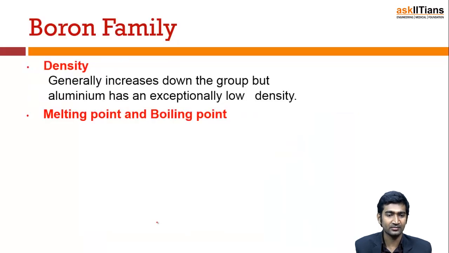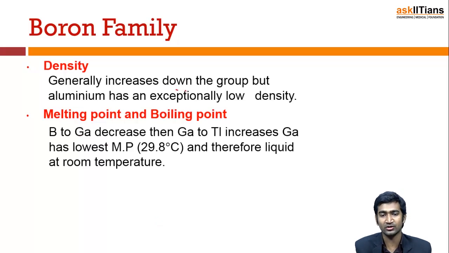Talking about the density, it always increases down the group. You know that your mass always increases down the group, right? So that's why your density will increase. But aluminium is the exception here, which shows low density. Melting and boiling point, if I go for the trend, from boron to gallium it will decrease, and then from gallium to thallium it will increase. So gallium has the lowest melting point in the whole group. And that's why gallium is liquid at room temperature.